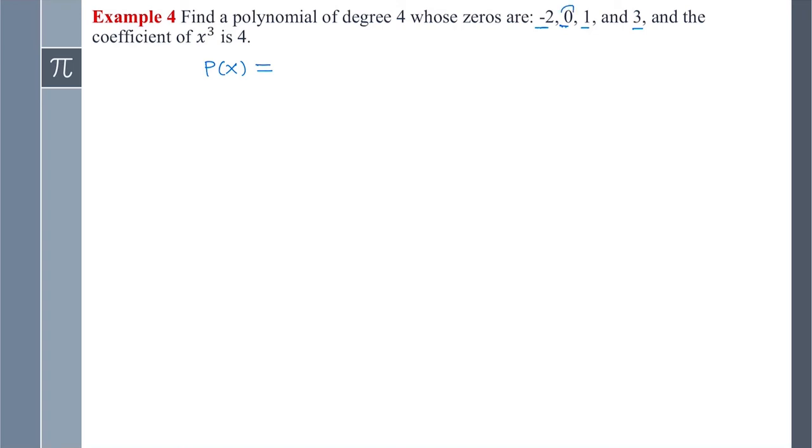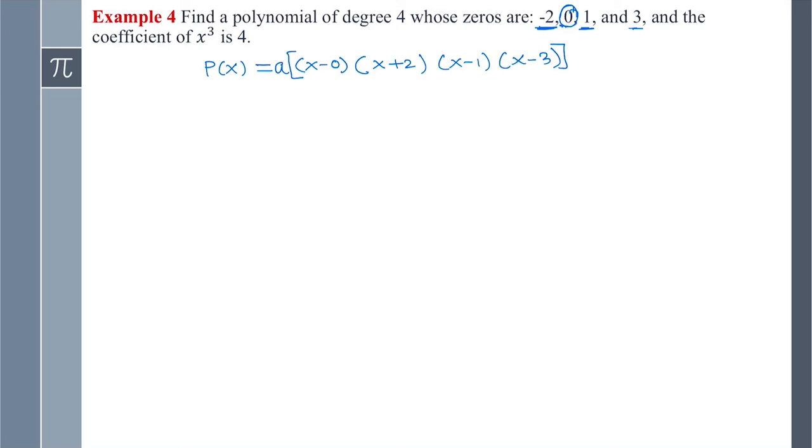If the zero is 0, then the factor is x minus 0, times, if the zero is negative 2, then the factor is x minus negative 2, which is x plus 2. The other zero is 1, so the factor is x minus 1. And the other zero is 3, so the factor is x minus 3. So these are the zeros of our polynomial. And also we might have a coefficient here, so we are going to put a coefficient of a here, just a constant.